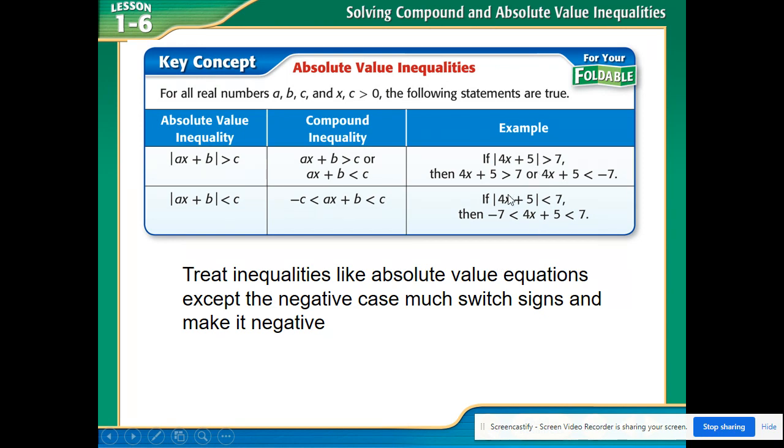Now, the other thing that we need to understand is you're going to treat inequalities like absolute value equations. Remember, we went ahead and made two separate cases. We had a positive case and a negative case. We're going to need to do the same thing here.